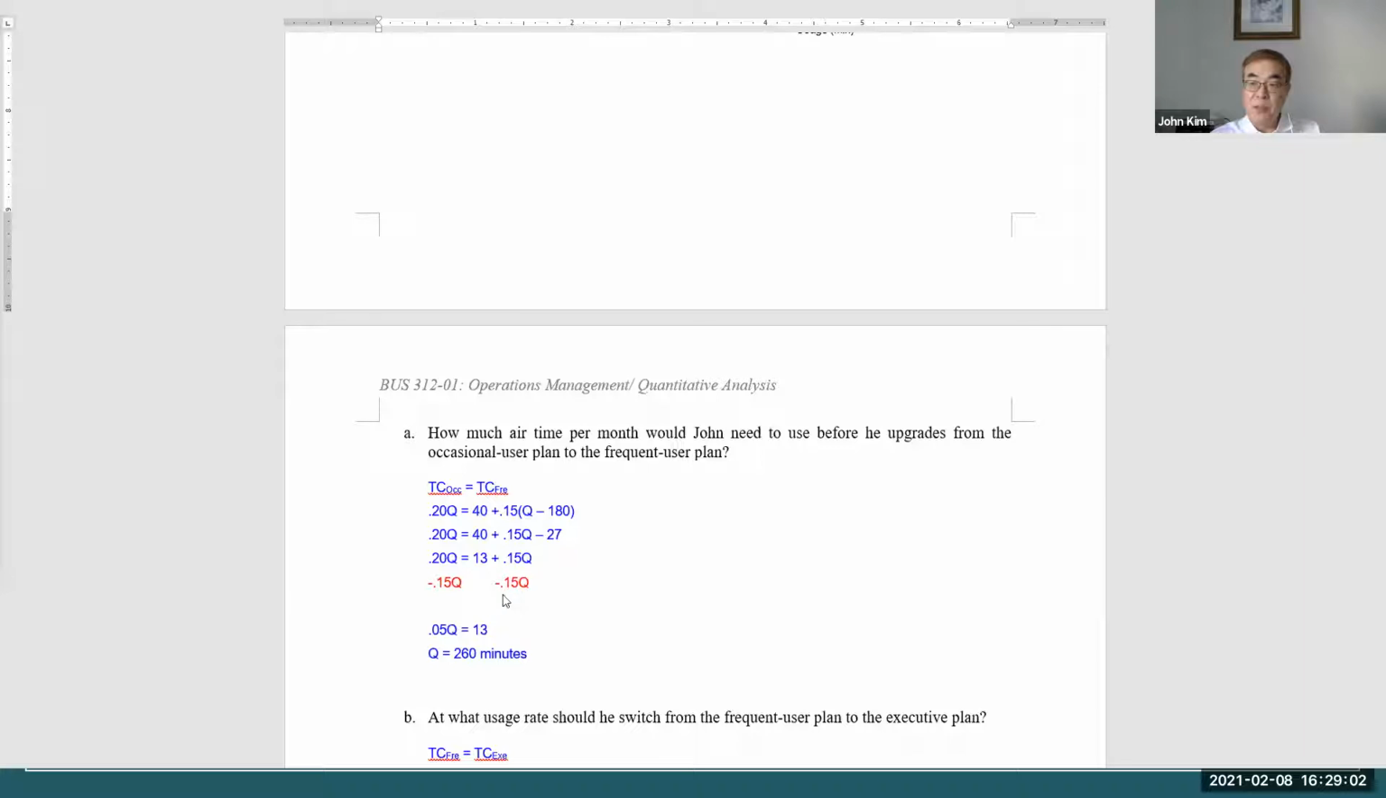To get rid of this part, subtract 0.15Q from each side. Then 0.05Q equals 13, so Q is 260 minutes. So the first point is 260 minutes. Switching from the occasional plan to the frequent plan, if the user uses more than 260 minutes, then switch.